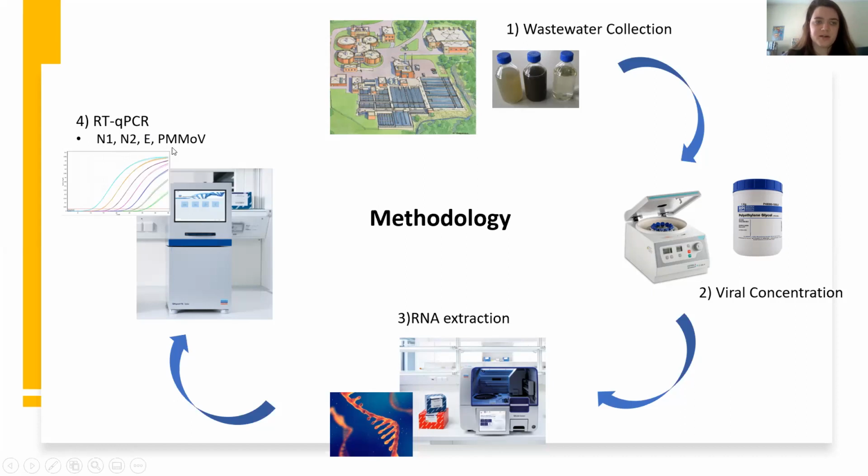And we're also going to be targeting this PMMOV virus. That stands for pepper mild mottle virus, and it acts as an endogenous fecal standard. So it's not part of coronavirus per se, like these three genes are. It actually just acts as a useful biomarker for the normalization of the signals of these three genes, because this pepper virus is found in all peppers. So if somebody is going to eat peppers, they're going to shed this in the feces, and we're going to be able to pick that up in the wastewater.